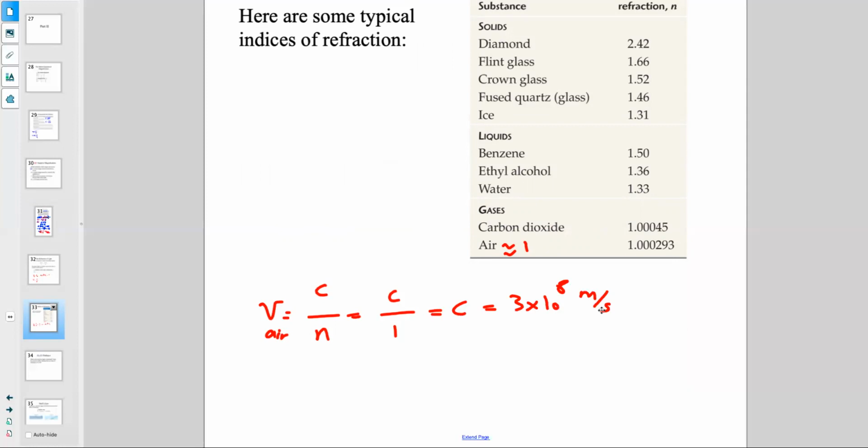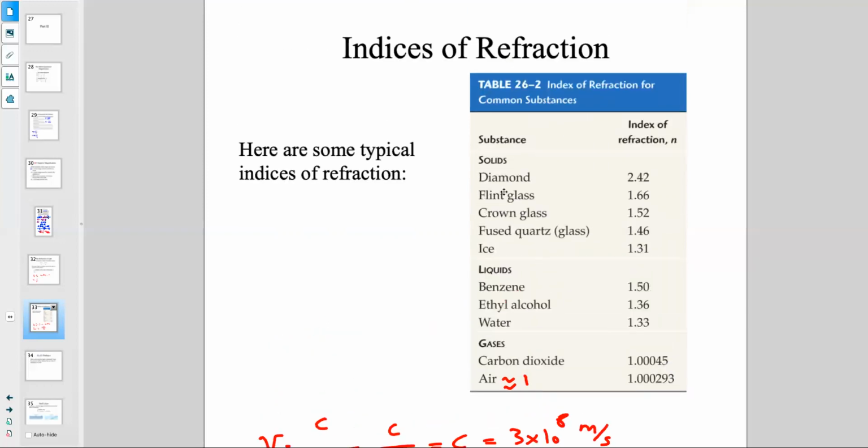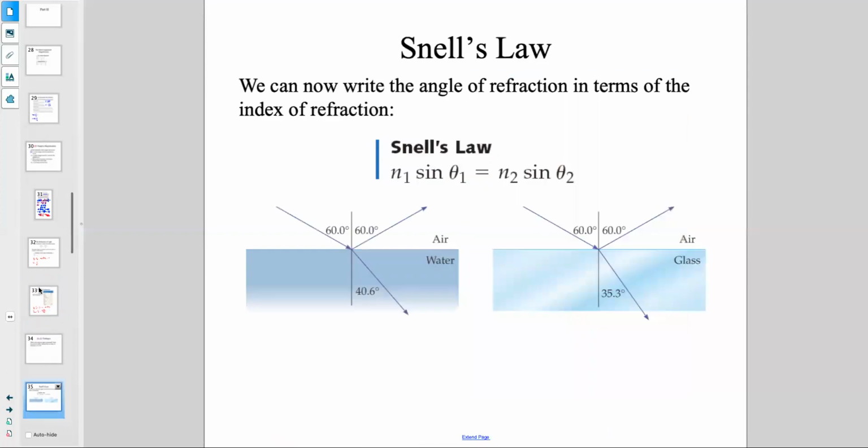But for different things, so for example, v of the light in water, okay? So let's say water is c over n, where c is 3 times 10 to the power of 8 meters per second, and n for water is 1.33. Okay, so you have a lower value for the velocity of the light inside water, okay? So depending on what type of substance or material you have, the speed of light would be different, okay?